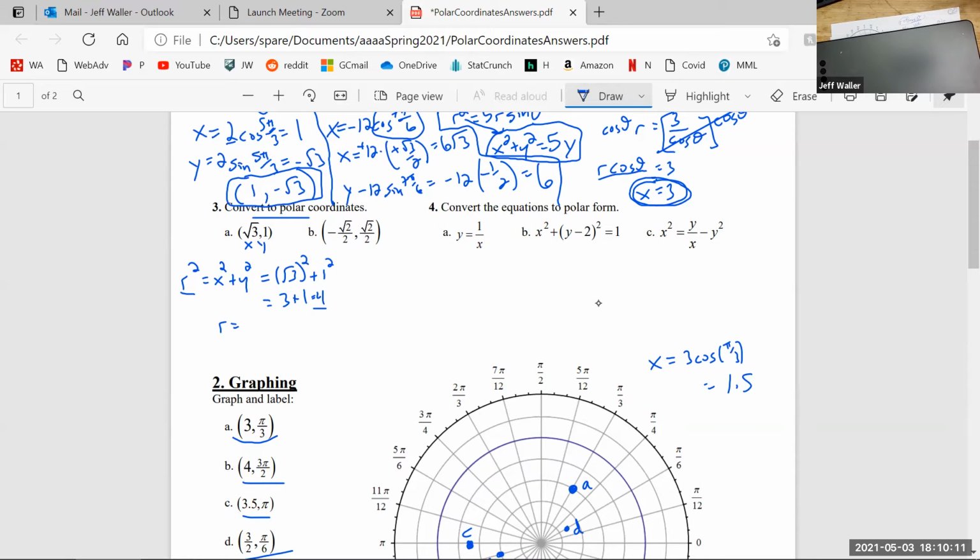2. 2, yes. What about -2? Could it be -2? Yes, totally. Now, here's the thing. This is an interesting discussion I had earlier in office hours. What quadrant is this point in? Of course. What quadrant is that in? Don't overthink it.